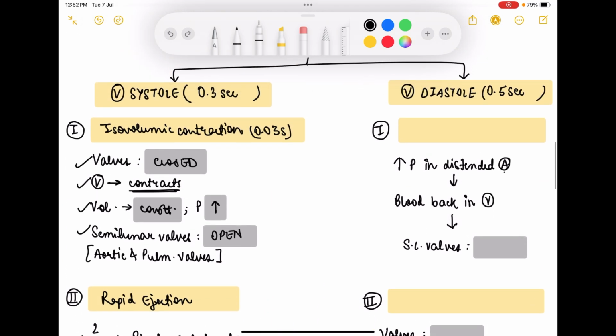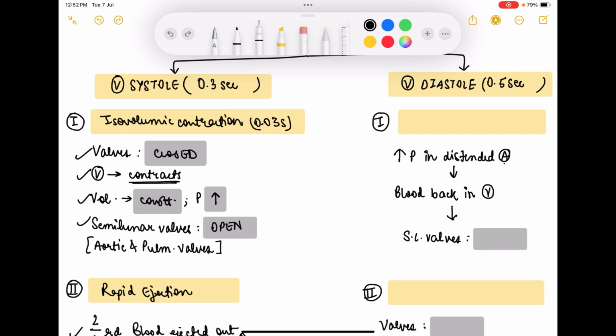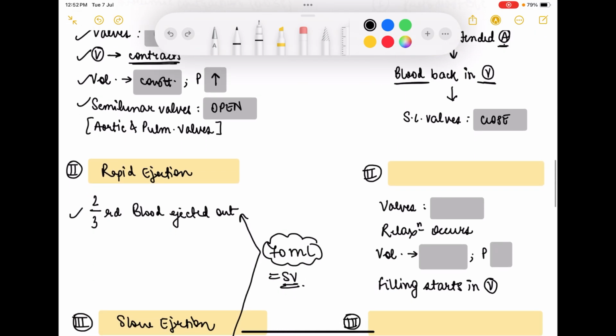Now let's discuss ventricular diastole that constitutes 0.5 seconds. Remember, this is diastole, that means relaxation. The first phase of ventricular diastole is protodiastole, and as the name suggests, it is the very primitive, very initial phase of ventricular diastole. This elevated pressure in the distended arteries tends to push the blood back in the ventricles. But we don't want this blood to reverse its direction back in the ventricles. So this is prevented by closure of semilunar valves.